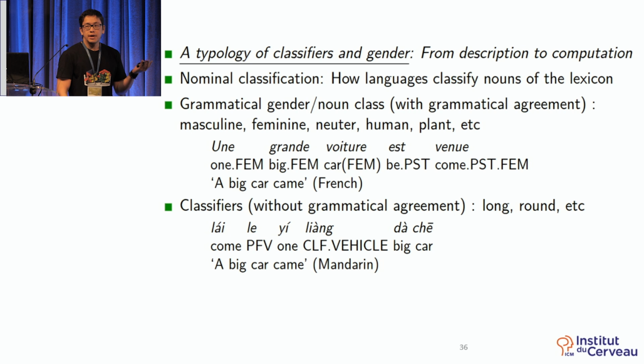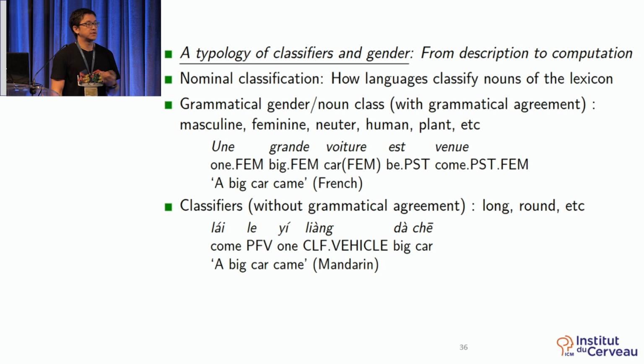There are two main types of systems that you find. There are many more, but in general two. So the first one is grammatical gender, also called noun classes, which you find, for example, in French, in Spanish, or in Romance languages, or in German, where you have masculine, feminine, neuter, for example.